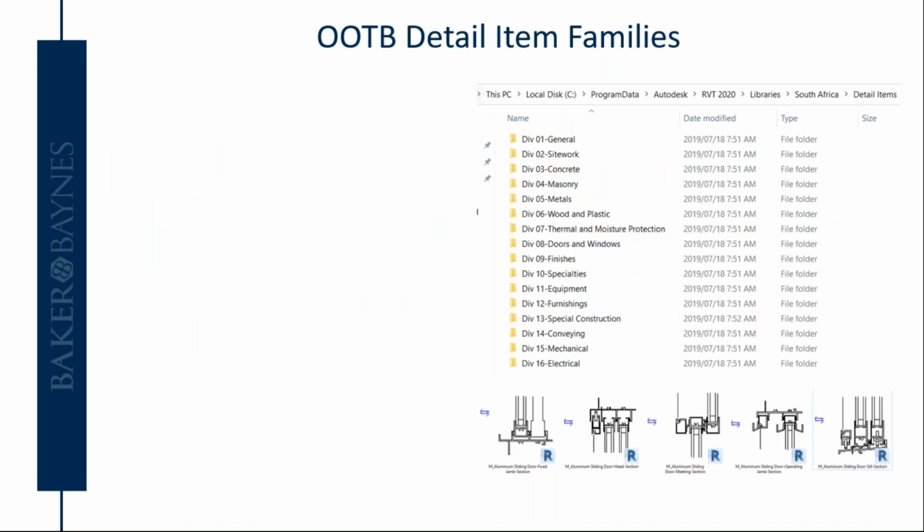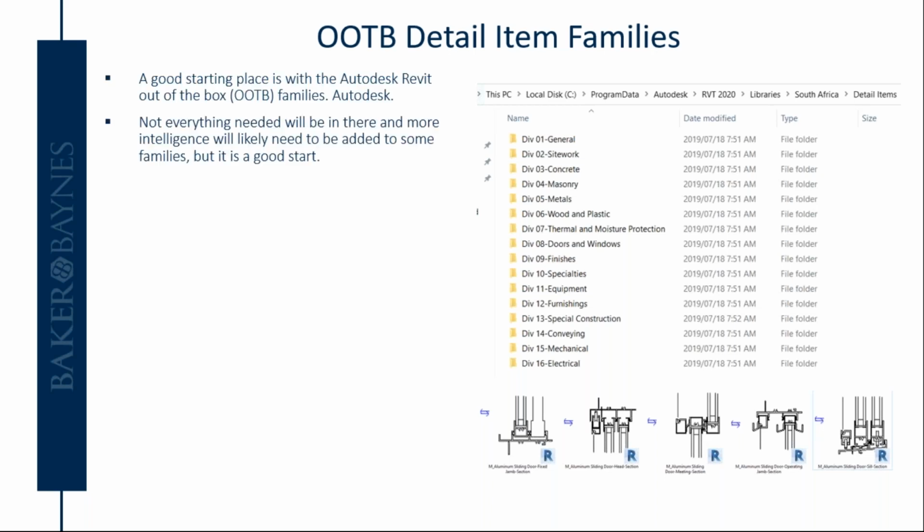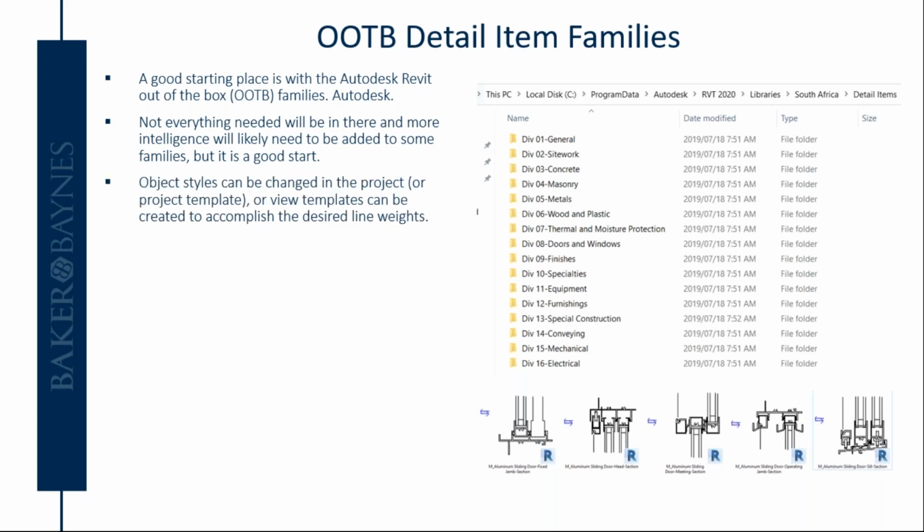So talking about the out-of-the-box detail families, like I mentioned, there's a whole bunch of them, and it's under program data in your C drive. If you don't see program data, it's because it's hidden, so you just have to unhide it, and you can find these detail items. And you can see this example at the bottom is of mullions. To draw these types of things might be so much of a mission, but you can really just find it there or create your own using your CAD drawings. So it's a good starting point. And it might not have everything that you need, but like I said, it's a good start.